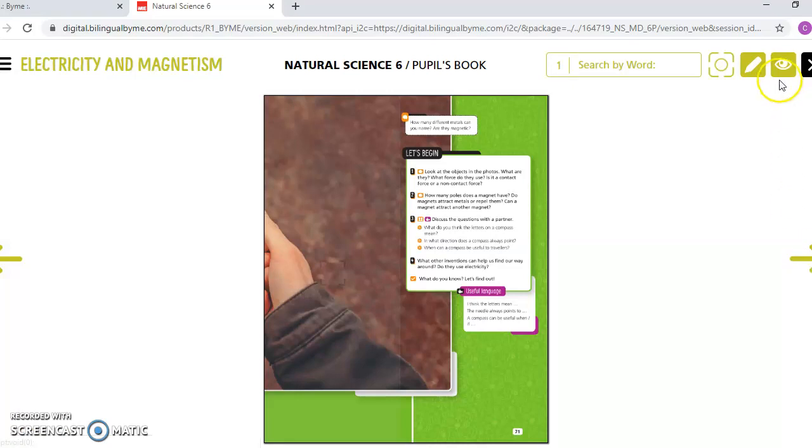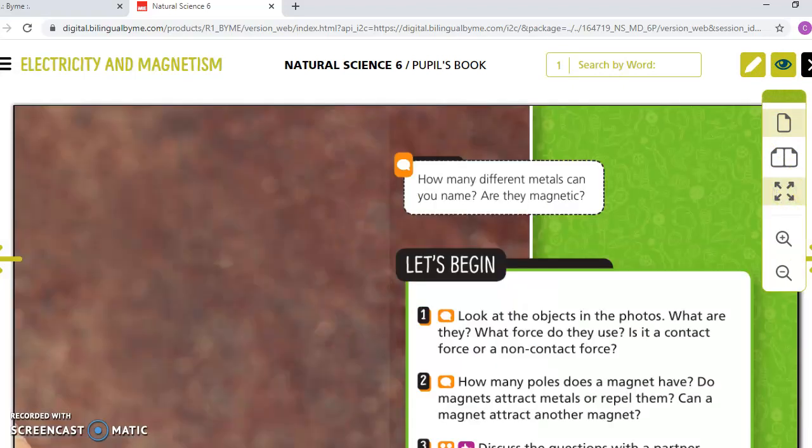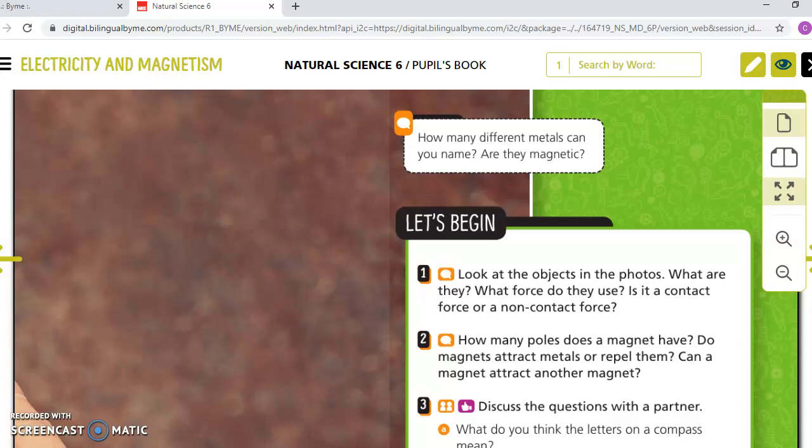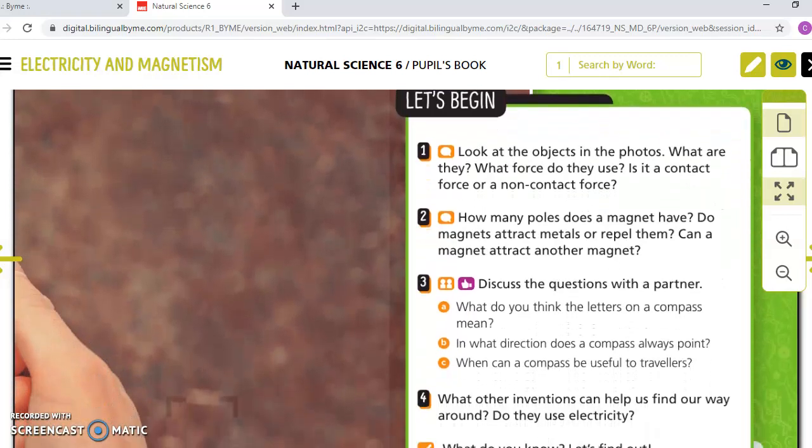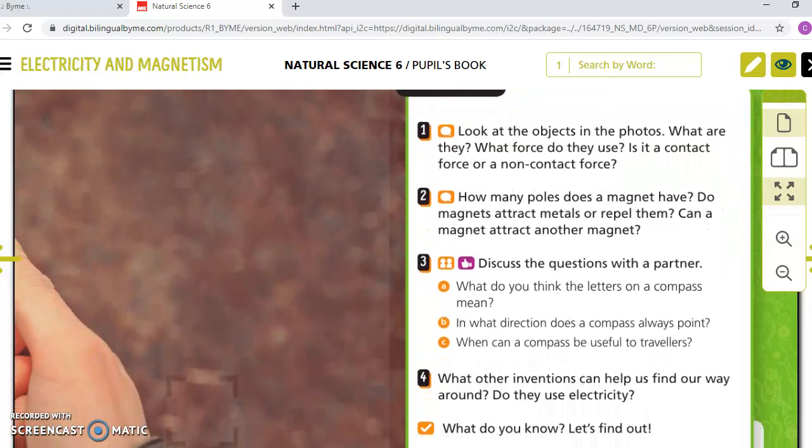Today I just want to know what things you remember from other years of studying. The ones that were with me in year 4 remember that we did some experiments with magnets that were very interesting. So let's begin. Look at the objects in the photos. What are they? What force do they use? Is it a contact force or a non-contact force? You remember the types of forces, contact and non-contact? I think it makes sense. You can guess what they are.